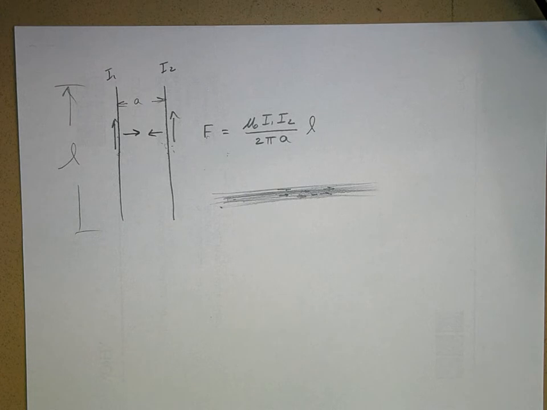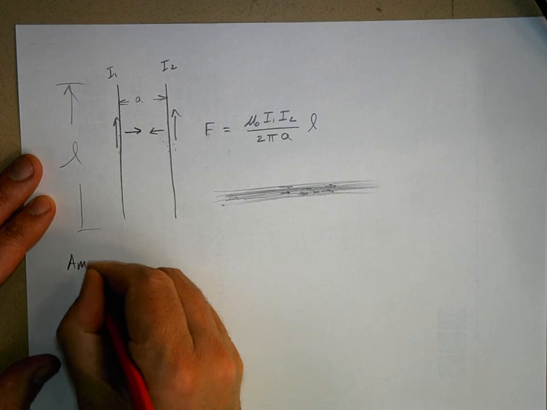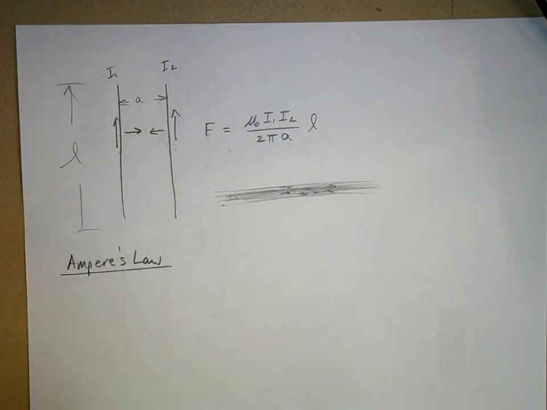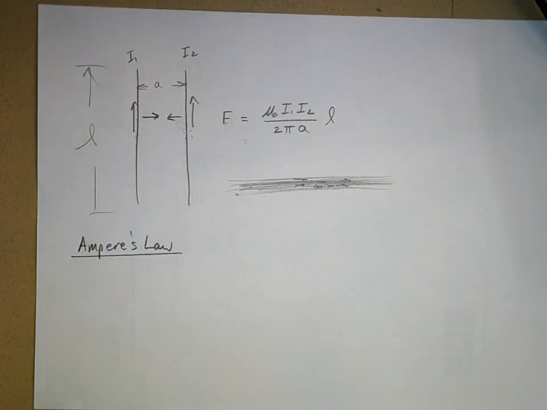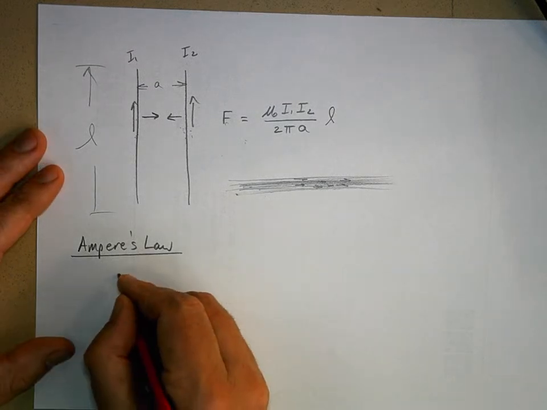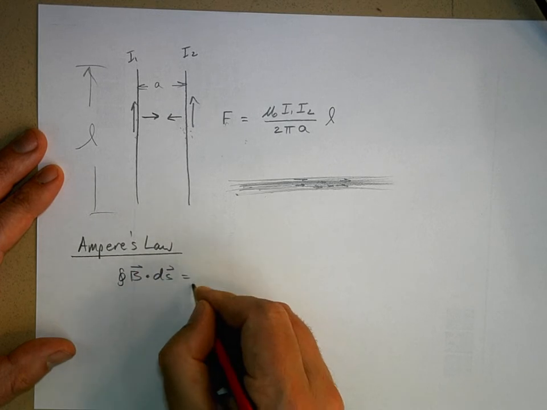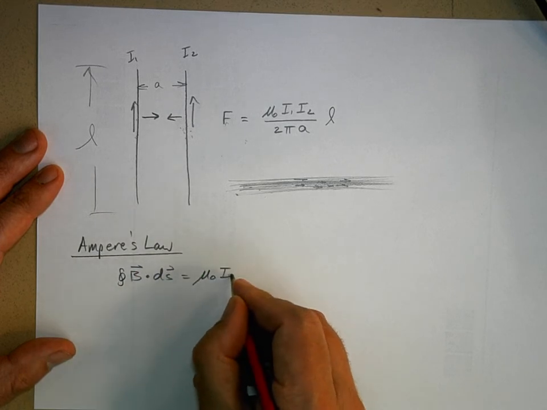Okay. The next big idea was Ampere's Law. We used a long straight wire to derive this, and this is kind of the Gauss's law for magnetic fields. The Gauss's law for electric fields, this is what Ampere's Law does. And it basically says the closed integral of B dot ds is equal to mu naught times I enclosed. Now this is Ampere's Law.